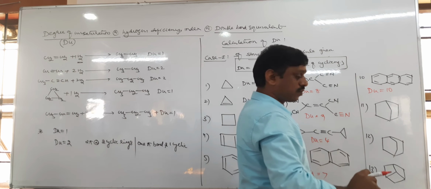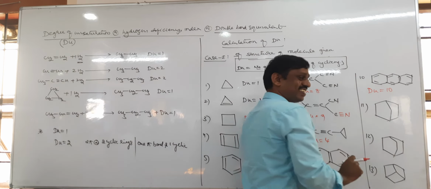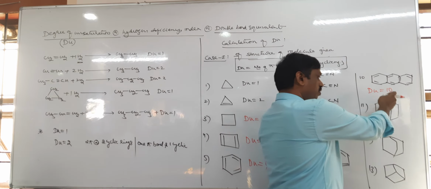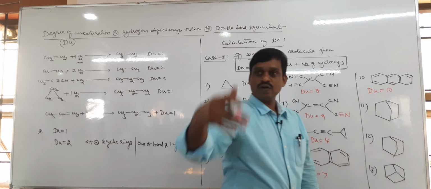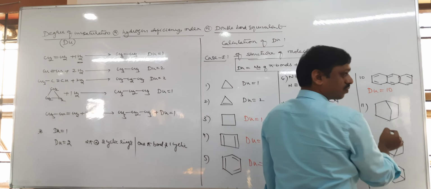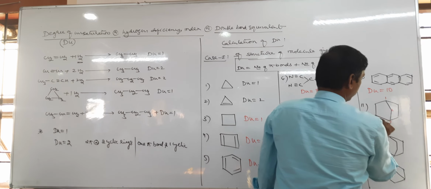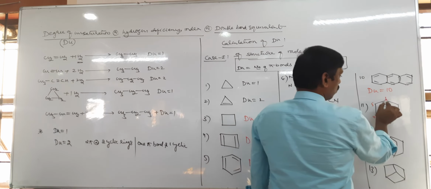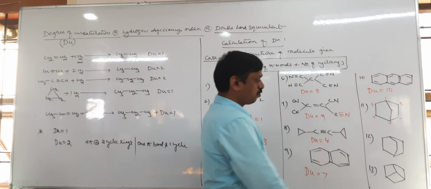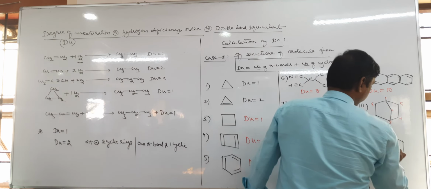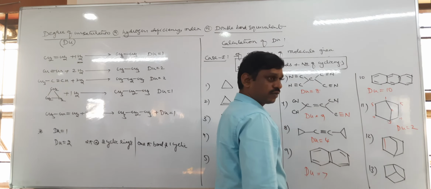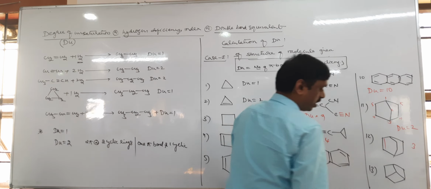1 or 2? This is actually one ring, but in between there is one wall. It is one room, and there is one wall, so you can make 2 rooms, no? Like 1 2 3 4 5 is one ring, and another ring is 1 2 3 4 5. Therefore there are 2 rings. DU equal to 2, and this is one pi bond, so 3 DU. Next, 3.